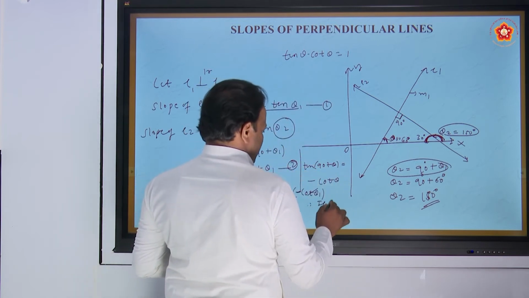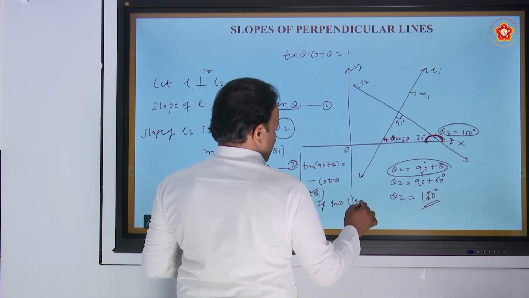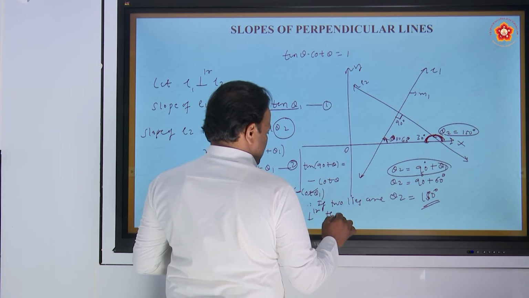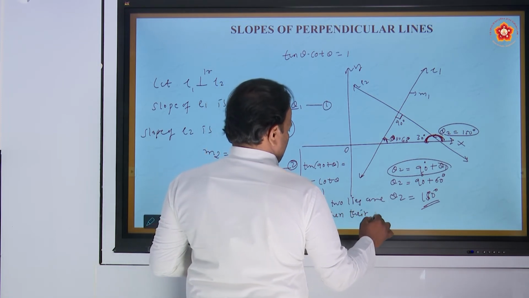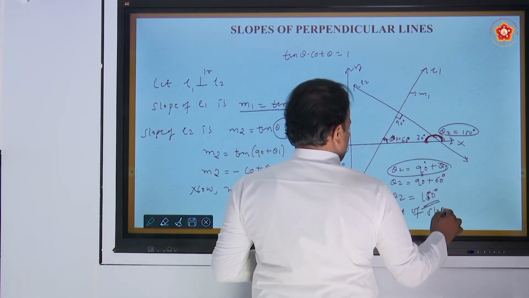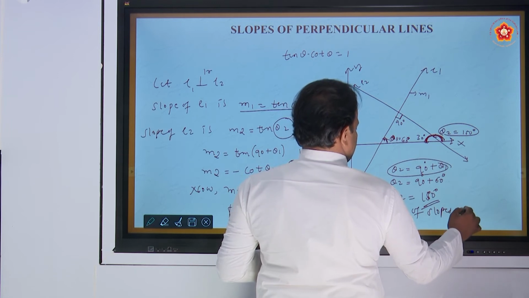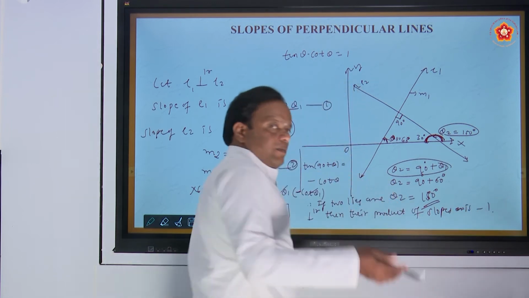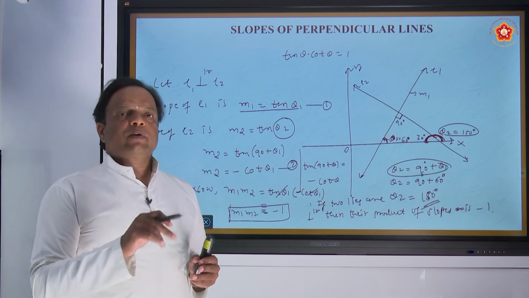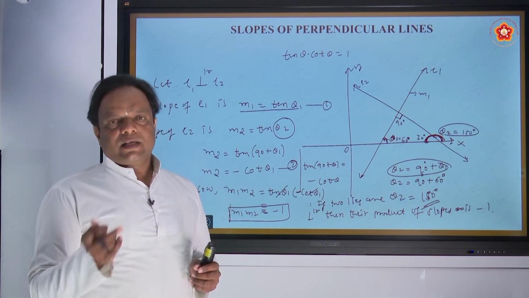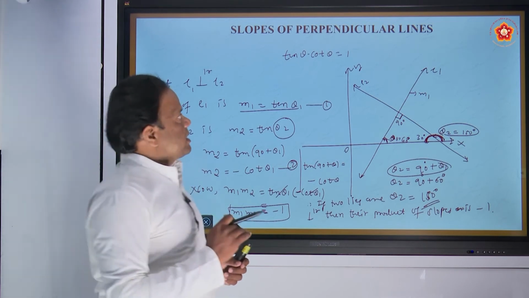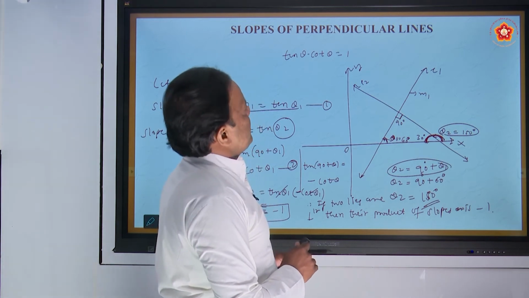Therefore, if two lines are perpendicular, then their product of slopes is minus 1. You have to multiply. M1 is the slope of the first line, M2 is the slope of the second line. You have to multiply M1 into M2, and we get minus 1. Conversely, if the product of slopes is minus 1, then the two lines are perpendicular to each other. This is the condition of slope of perpendicular lines.